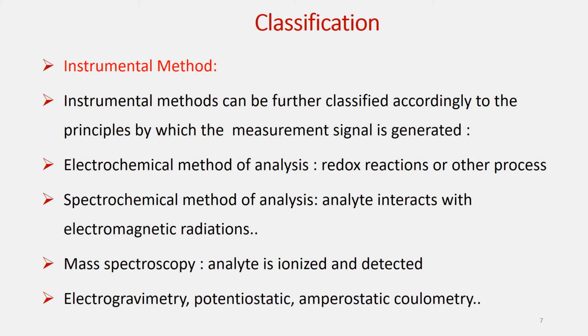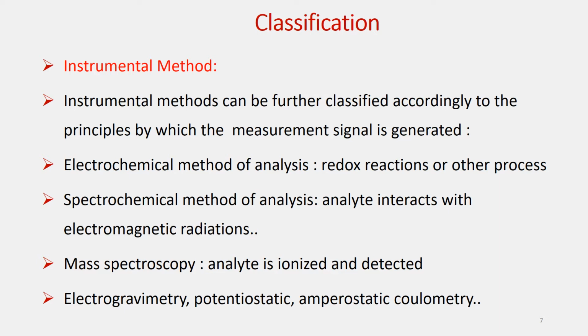Instrumental methods are further classified by the principles by which the measurement signal is generated. On what principle is the measurement signal generated? First is the electrochemical method. Electrochemical means redox reactions. If we take mango juice and put two electrodes in it, after some time you will find that a redox reaction has started, and that redox reaction will give the information regarding the contents of the juice.